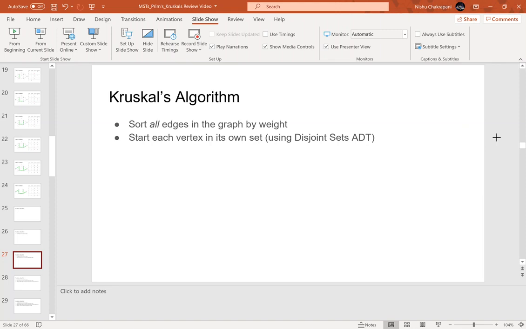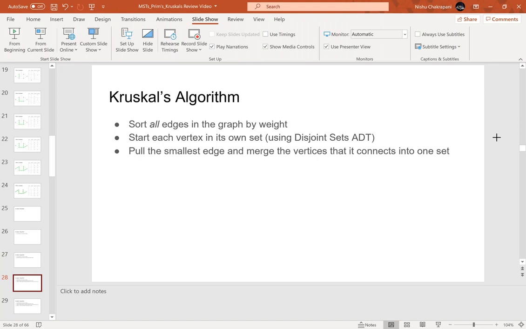And then, like I said, the first step you want to do is pull the smallest edge, and then seeing the two vertices that that edge connects, you merge them into now one set. And then you keep repeating this process. You'll pull the smallest edge and then merge the two vertices that edge connects, but only merge if that would not create a cycle. So you don't want to merge if it would create a cycle.